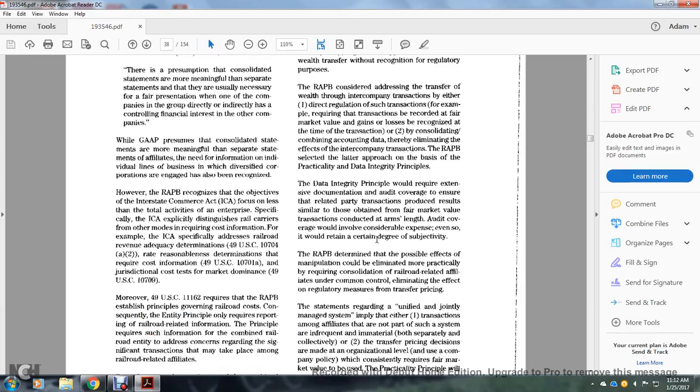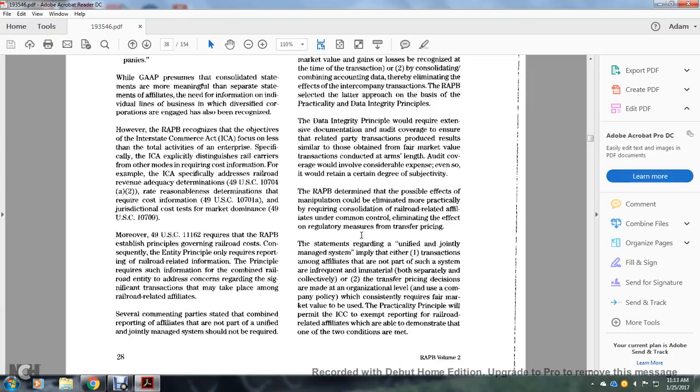The Railroad Accounting Principles Board selected the latter approach on the basis of practicality and data integrity principles. The data integrity principle would require extensive documentation and audit coverage to ensure that the transactions provide results similar to those obtained from fair market value transactions considered at arm's length. Audit coverage would involve considerable expense, even so that it would retain certain subjectivity. The Board believes manipulation could be eliminated more practically with the consolidation of railroad affiliates under common control, eliminating the effect of the regulatory measure of the transfer price.